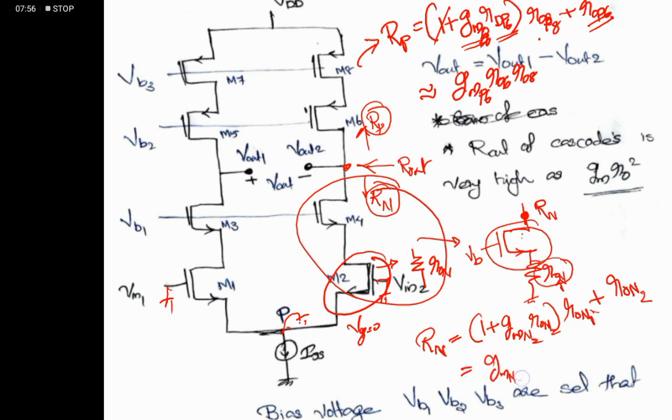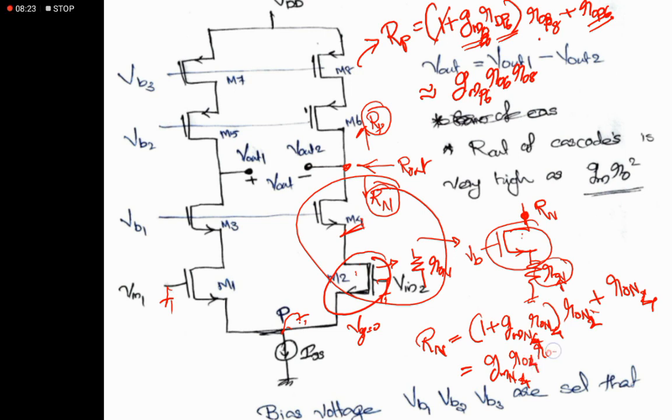And the lower path becomes gmN2 times R02 times R04. Okay, my mistake: with respect to this one, it is gm4, R04, R02. Here also it is gm4. I thought it was gm1 and gm2 here. Okay, that's fine.